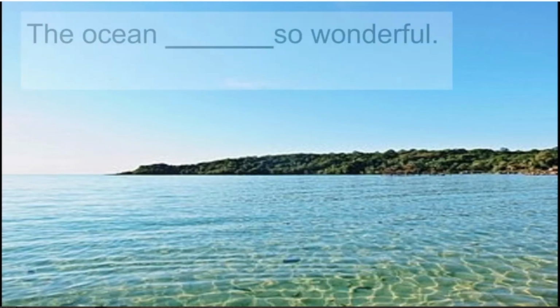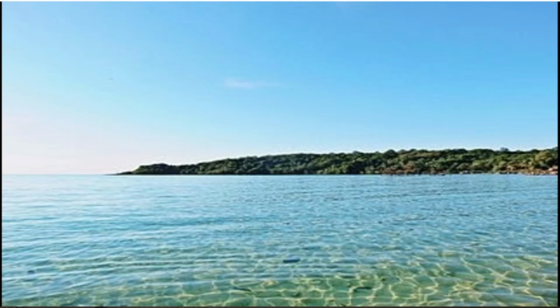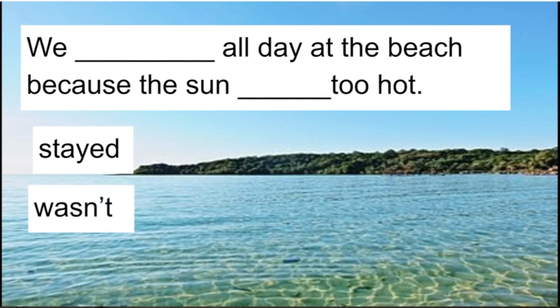What's the correct answer? The ocean was so wonderful. Pause the video if you need more time. Stayed. We stayed all day at the beach because the sun wasn't too hot. Oh, this one is wasn't. This one has a negative verb. Notice the pronunciation. Wasn't. Wasn't. You don't hear that T sound very loudly.